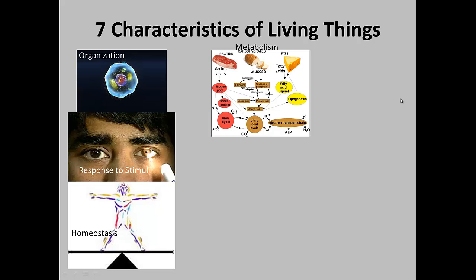The fourth characteristic of living things is metabolism. All living things have a metabolism. Metabolism is the sum of all chemical reactions in the body. Chemical reactions could be breaking things down or they could be building them up.